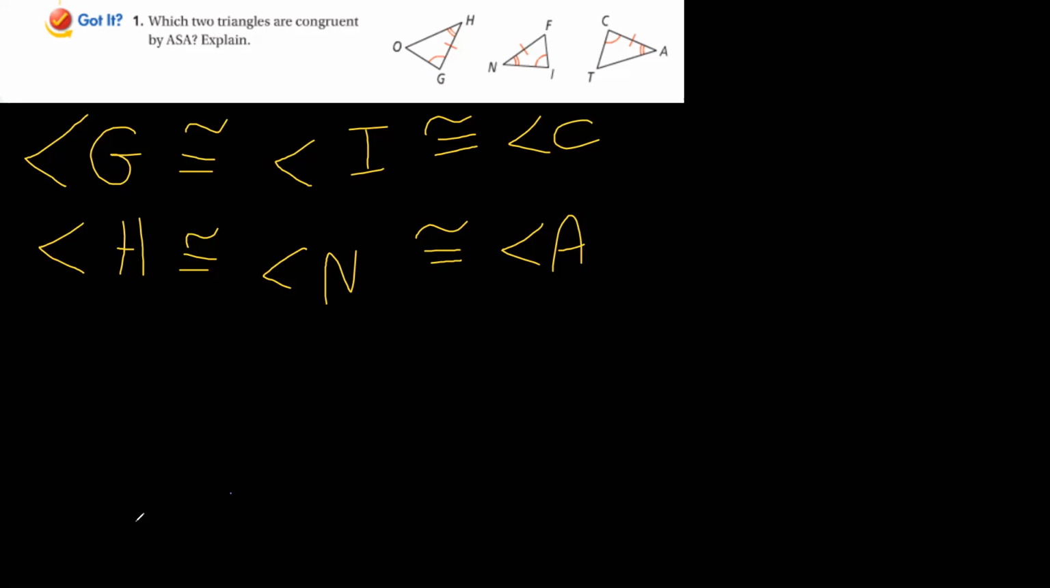Now here also I have the same idea. I have to check whether all of the triangles are congruent. So I see G with I with C, and H with N with A. But since I want to use ASA, and I checked two angles, I need now to check the side between them. Look at the first side. It was HG.